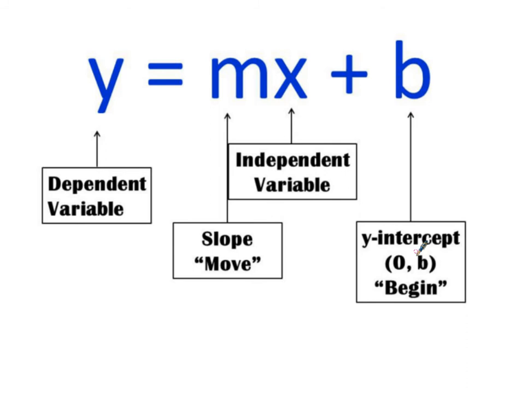Your y-intercept is the point where you begin. So that's going to be your beginning point. That's your starting point on your graph. It tells you where it crosses the y-axis. And if you remember, on the y-axis, your x is 0. And then whatever this number is, that's where you would start on your y-axis, your beginning point. So think M, move, B, begin.